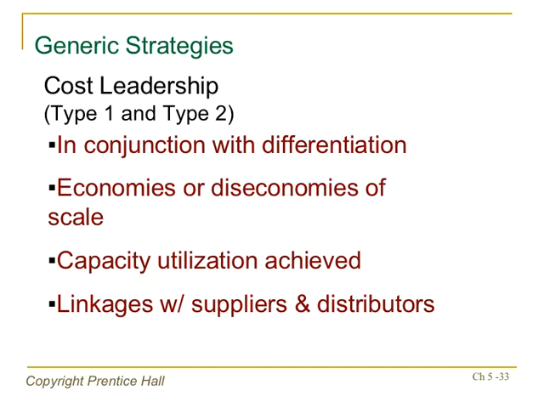cost leadership type 2. Now, the first point listed here is a point I mentioned about how things are integrated, because it is said it can be done in conjunction with differentiation, which is the other strategy. And we'll talk about differentiation shortly. And again, economies of scale. And we know under value chain analysis, economies of scale is classified as a cost driver. Capacity utilization is achieved and linkages with suppliers and distributors. Once you see linkages with suppliers and distributors, again, it is talking about the value chain.